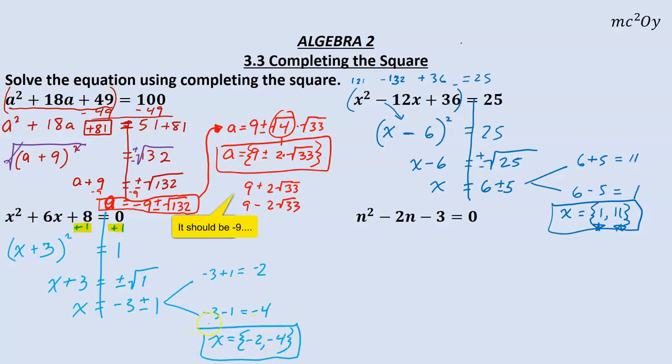Usually put them in numeric order, which I should have done there, so I kind of get on people about doing that. So maybe I'll fix that real quick. So negative 4 and 2. Technically, it's not wrong, but then you could once again check it.